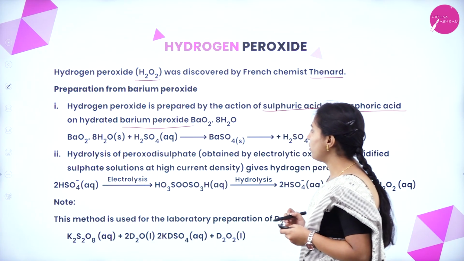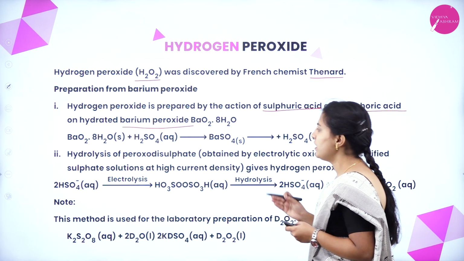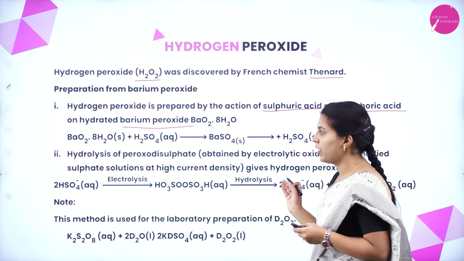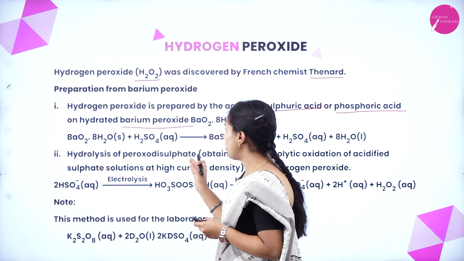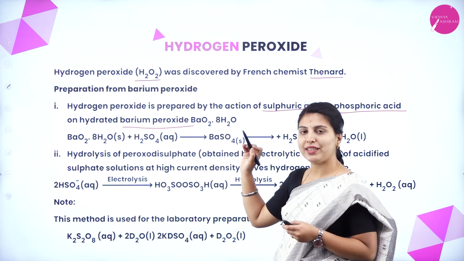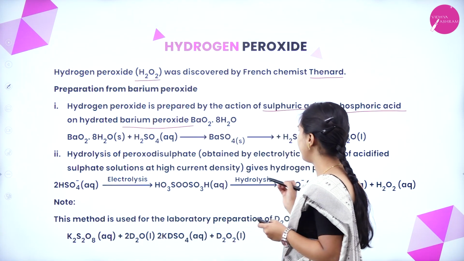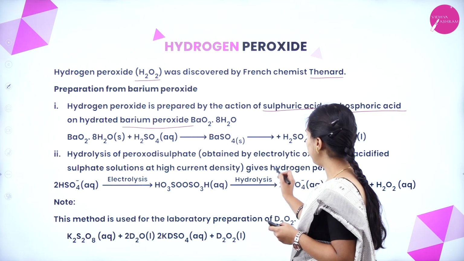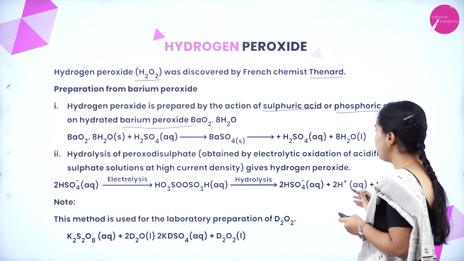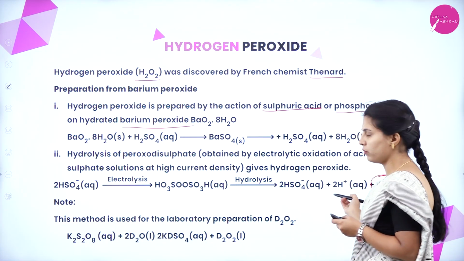Hydrolysis of peroxydisulfate obtained by electrolytic oxidation of acidified sulfate solutions at high current density gives hydrogen peroxide. Means hydrolysis of peroxydisulfate, if it is subjected to electrolysis, it will form an intermediate from the acidified sulfate solutions, and when hydrolysis takes place, hydrogen peroxide will form.